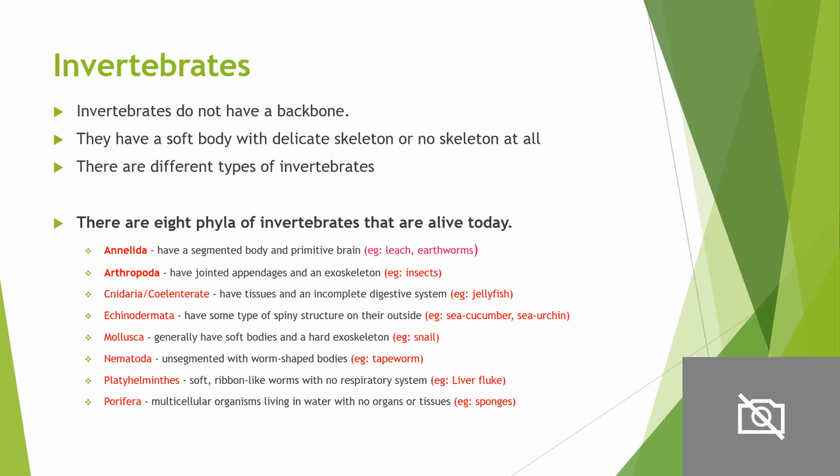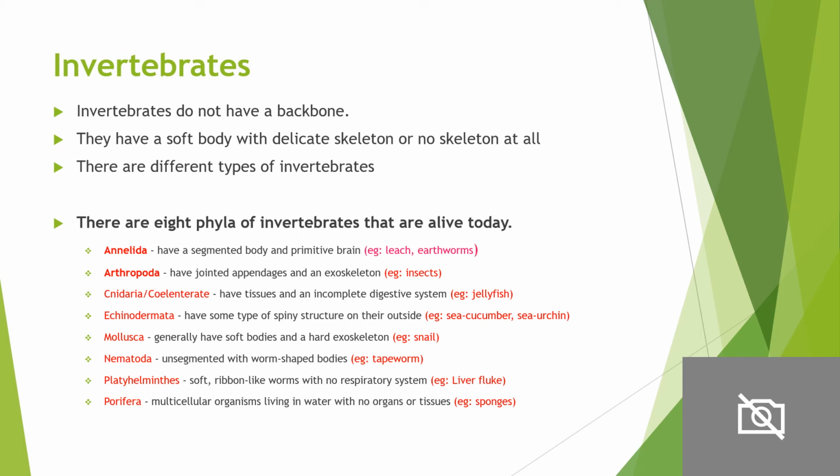They are Annelida, Arthropoda, Cnidaria or Coelenterata, Echinodermata, Mollusca, Nematoda, Platyhelminthes, and Porifera. In the next video, I'll describe each phylum individually with its characteristics and examples. I'll also give them point by point, so you can easily recollect.